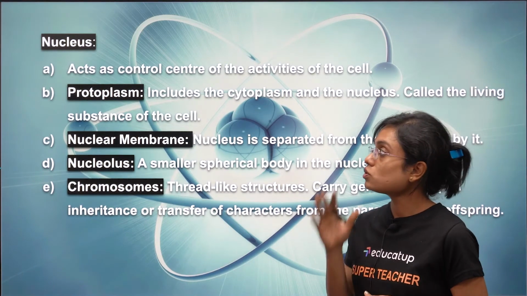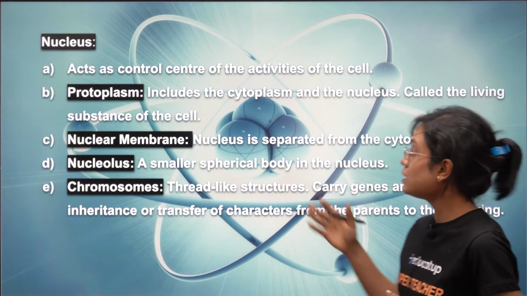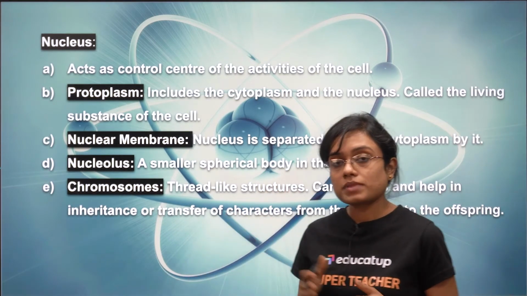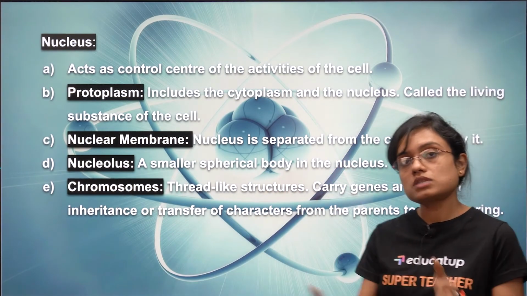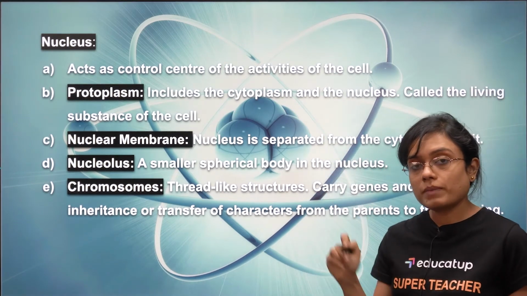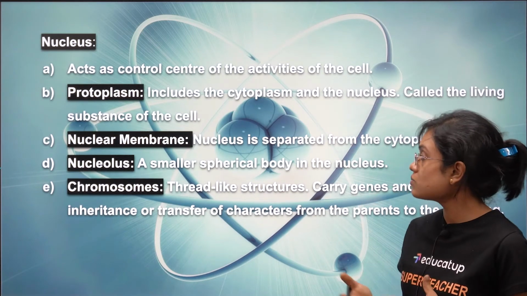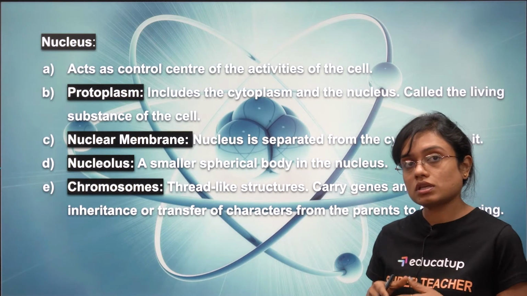Now, protoplasm includes the cytoplasm and the nucleus and is called the living substance of the cell. Protoplasm means cytoplasm and the nucleus together. Nuclear membrane is the membrane or the boundary surrounding the nucleus. Nucleolus is another small spherical body inside the nucleus.